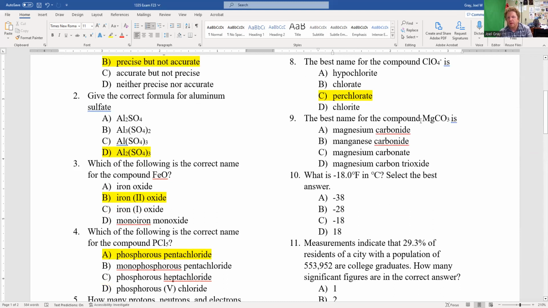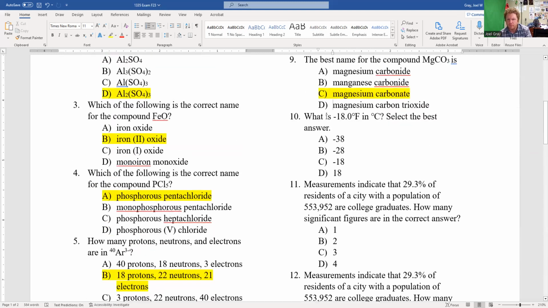The best name for the compound MgCO3 is, well, we've got Mg, which is magnesium, not manganese. So answer option B is out. CO3, that's the carbonate ion. And so we've got magnesium carbonate as the correct answer for this. What is negative 18 degrees Fahrenheit in degrees Celsius? Select the best answer.